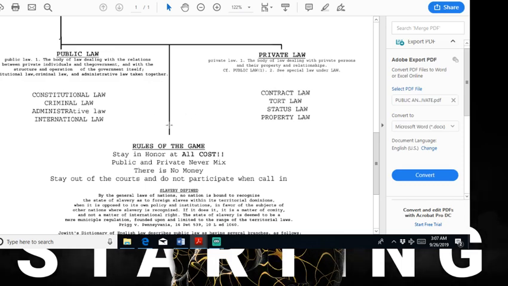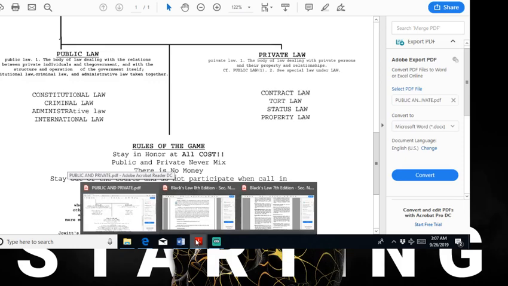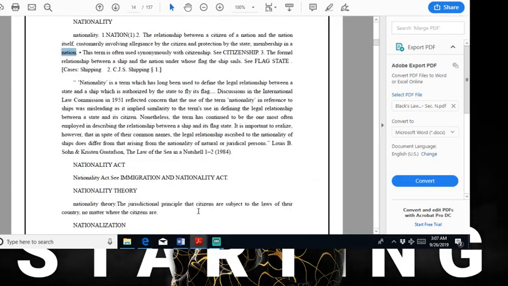It's a lot of things that people have to read, you have to study, you have to get into those treaty laws and all of that, and you have to start looking at the case law on treaties. So let's get started. The first thing I want to talk about is nationality.